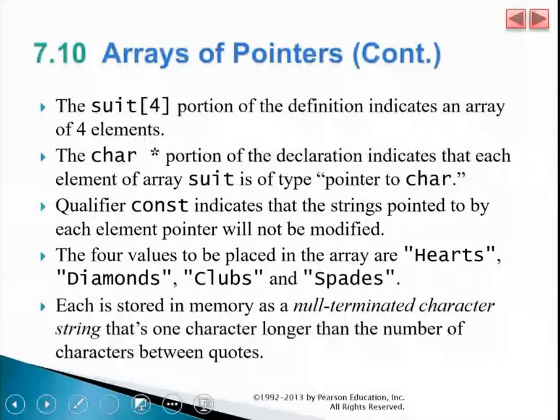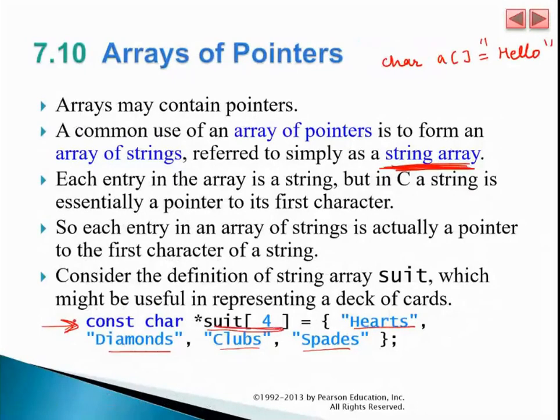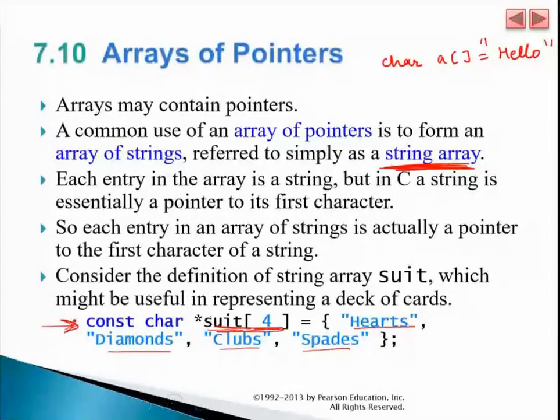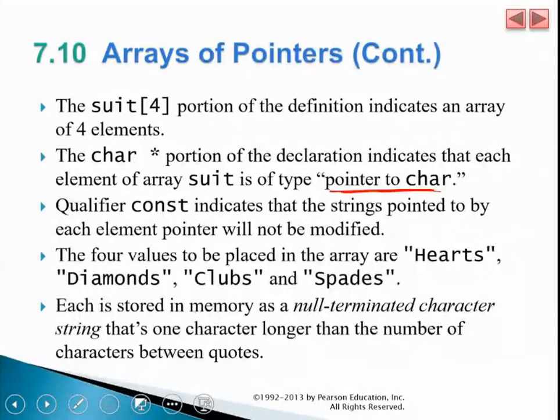So the suit[4] portion of the definition indicates an array of 4 elements, and those elements are pointer type elements, pointing to character constants. The char star portion of the declaration indicates that each element of array suit is of type pointer to character, a pointer to character constant. Now the qualifier const indicates that the string pointed to by each element cannot be modified. You all know this thing.